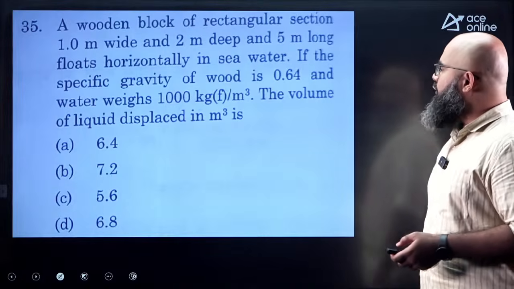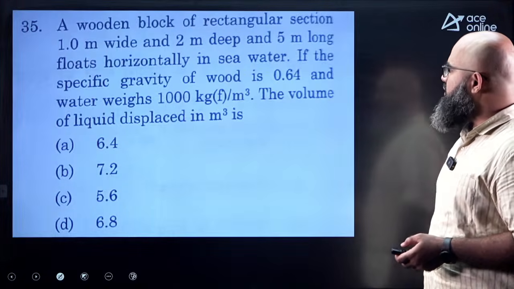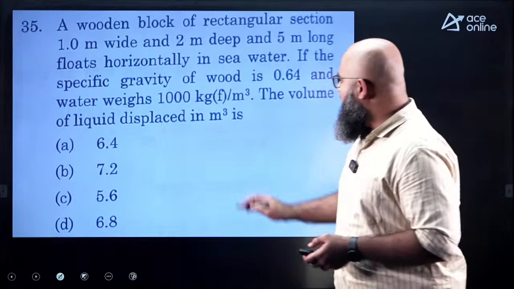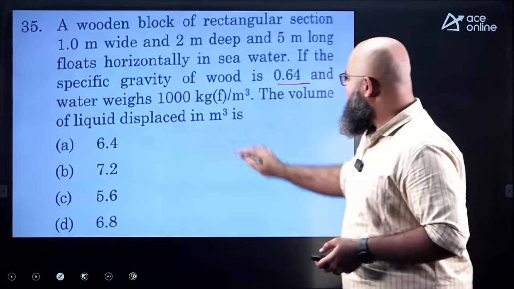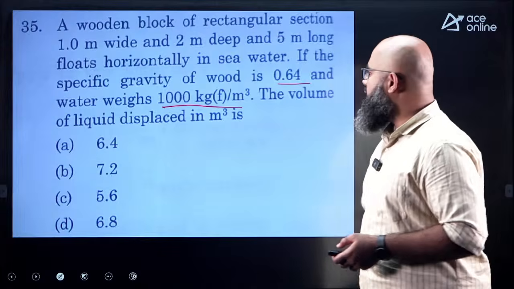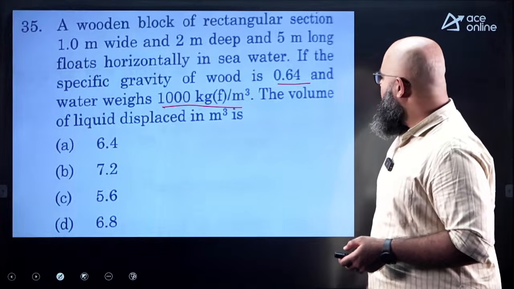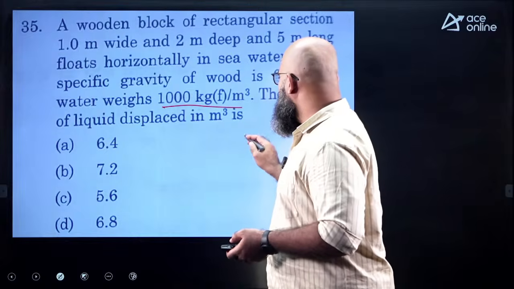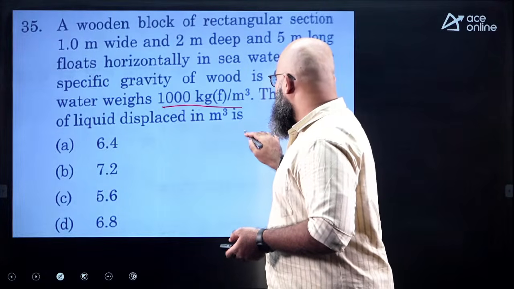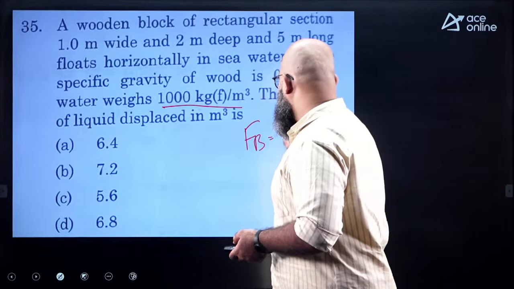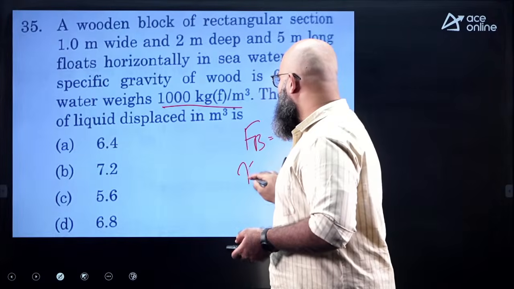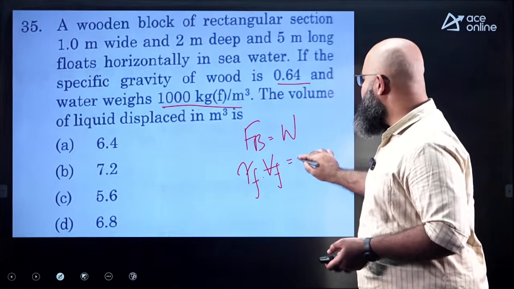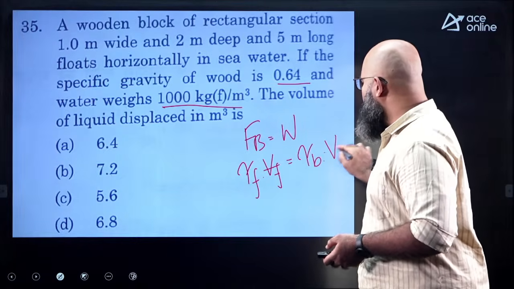Next question: a wooden block of rectangular section 1 meter cross 2 meter cross 5 meter floats horizontally in seawater. If the specific gravity is 0.64 and the density of water is 1000 kg per meter cube, the volume of fluid displaced is equal to how much? Now the force of buoyancy is equal to weight. Force of buoyancy is equal to gamma of fluid multiplied by volume of fluid displaced. Weight is equal to gamma of body multiplied by volume of body.